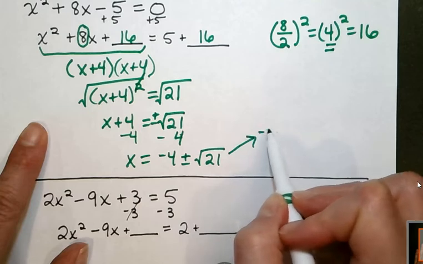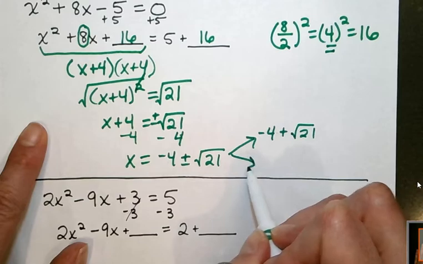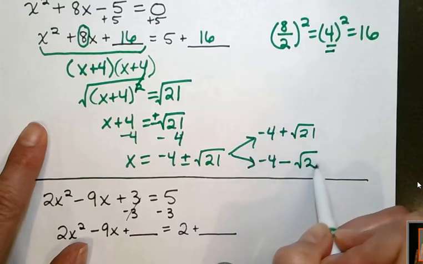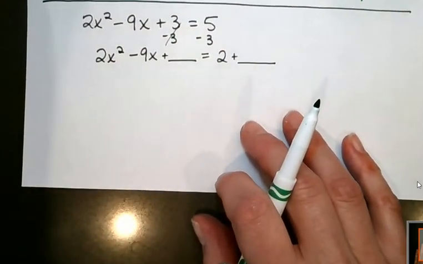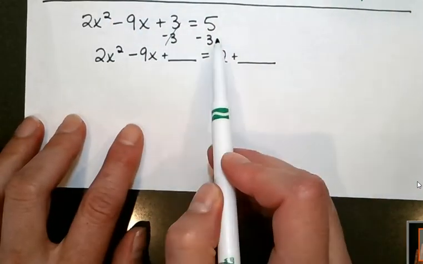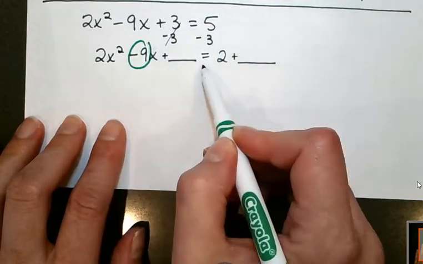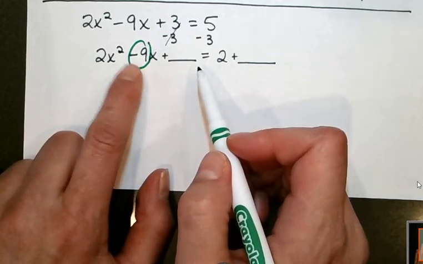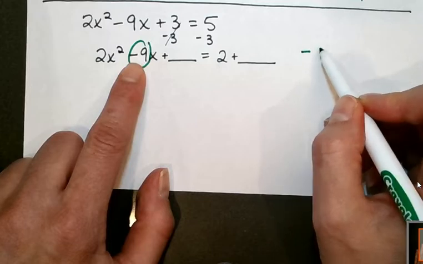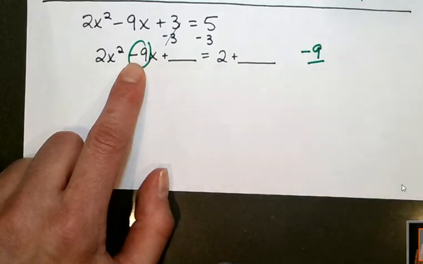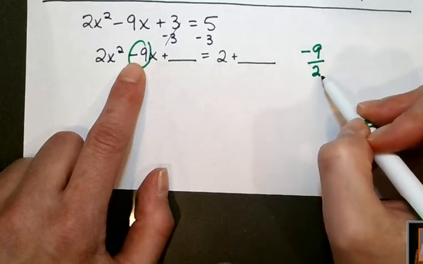So that's going to be negative 4 plus the square root of 21 and negative 4 minus the square root of 21. Okay, and then we have another problem down here. You can see I've already started by subtracting 3 from both sides. However, when I now start to think about what makes a perfect square, I have a problem. This b value is an odd number. So if you think about it, what's the first thing we do with our b value? Well, we divide it by 2. And negative 9 divided by 2 is not an even number.